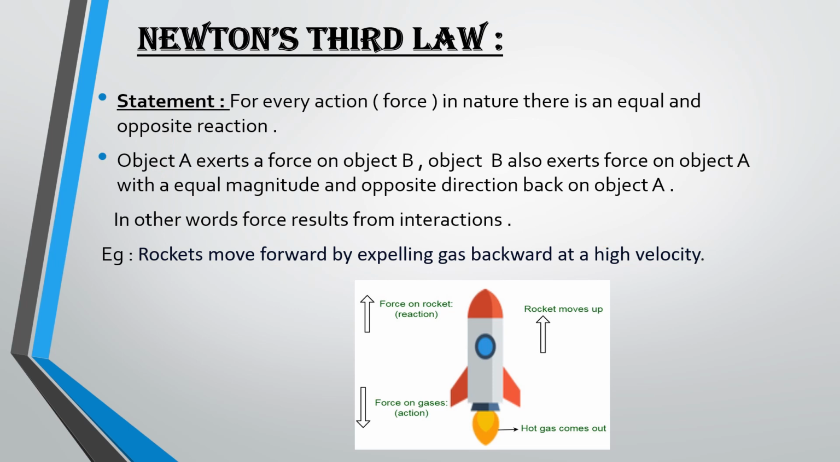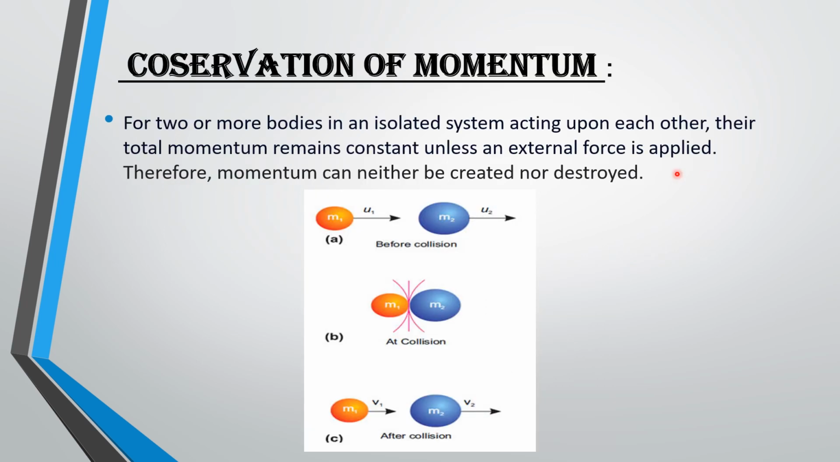Next we will move on to the conservation of momentum. For two or more bodies in an isolated system acting upon each other, their total momentum remains constant unless an external force is applied. Therefore, momentum can neither be created nor destroyed. Let us consider a body of mass m1 with initial velocity u1 and another body with mass m2 and initial velocity u2. These two have momentum. Wherever there is a mass and a velocity, there will be momentum, linear momentum or any other momentum.